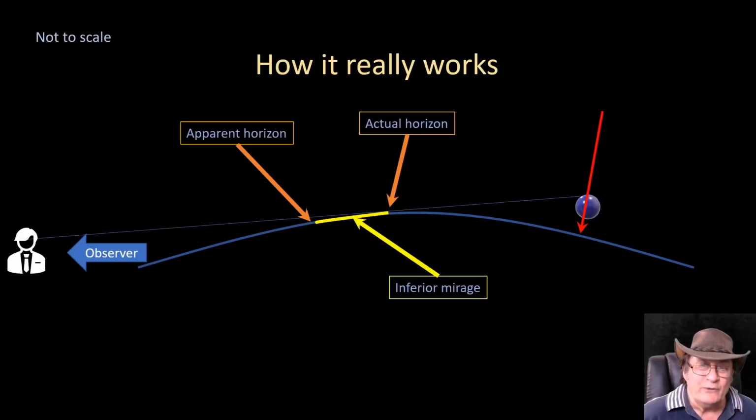Now here's how it really works. You see, the Earth is curved, and there's an inferior mirage near the horizon. And so there's an apparent horizon in front. The actual horizon is at the top of the mirage, and we don't see anything over here because it's beyond the curve. How about that?